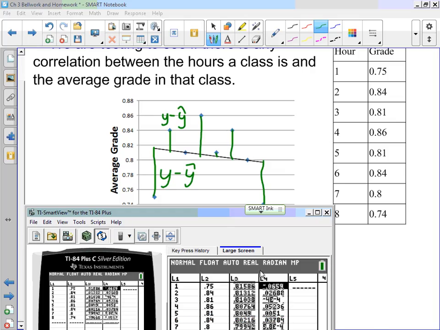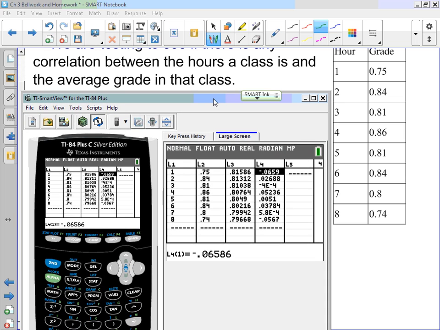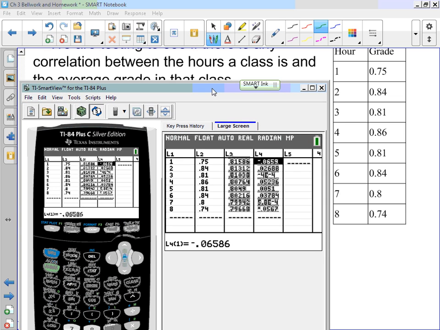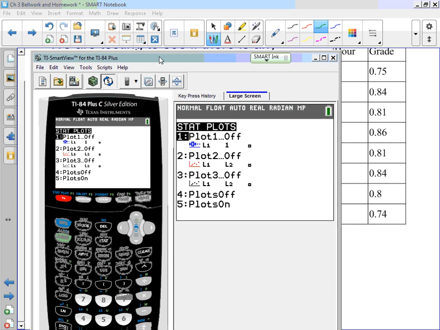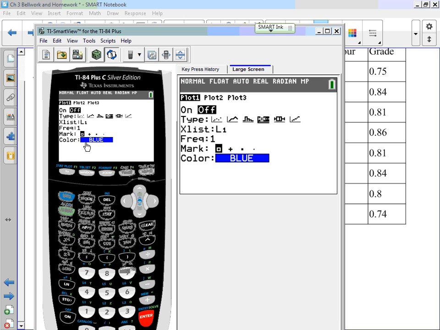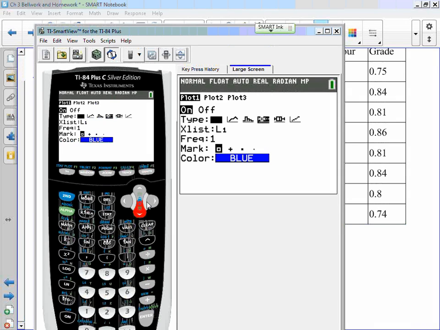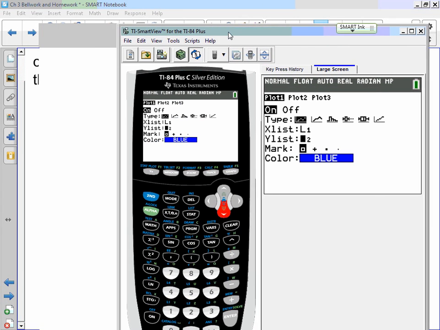Now, how do we make the graph? Perhaps when you go to stat plot, because I want to plot this, I'm going to press enter. I want it on. And then my type, I'm going to do a scatter plot. So I want to highlight that scatter plot. Now, my x, I still want L1 because those are my x values. It's my y that I want to change now, because instead of y, I actually want to know what my residuals are.